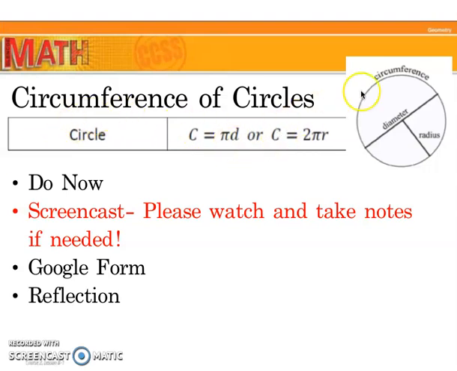The formula for circumference of a circle is pi times the diameter or 2 pi times the radius. So when we talk circumference of a circle, we are talking about the outside of the circle. We don't say what is the perimeter of the circle, we say circumference. If you look at the diagram, you will notice the diameter cuts the circle directly in half. And then you will notice the radius goes from the center of the circle to the outside. The radius is half of the diameter.